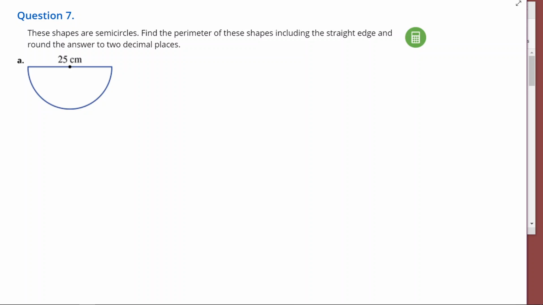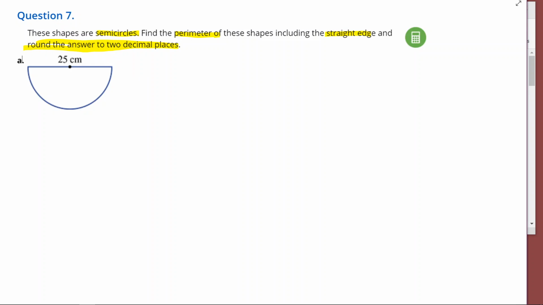Welcome. So in this video, we're going to go through question 7 here and work through part A. It says, these shapes are semicircles. Find the perimeter of these shapes, including the straight edge, and round the answer to 2 decimal places.